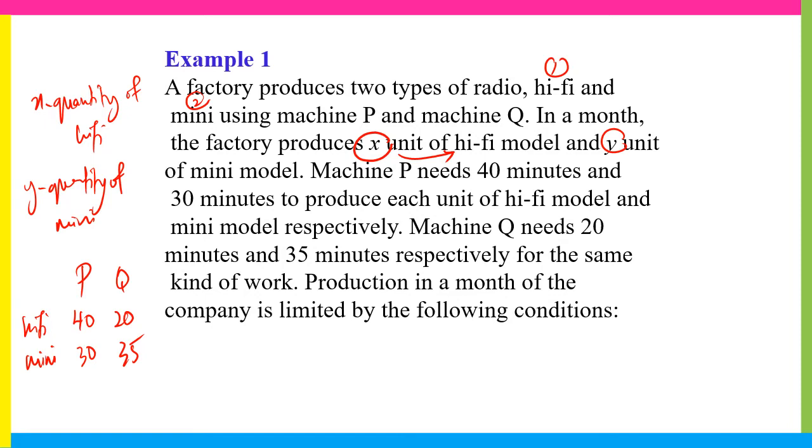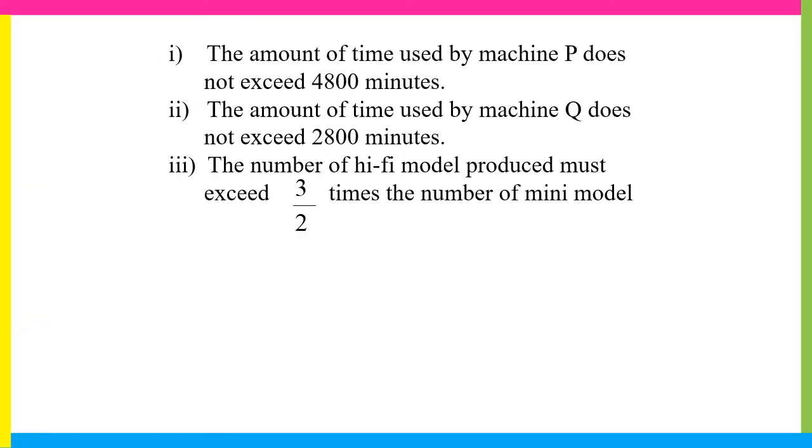Production in the month of the company is limited by the following conditions. So they give you the conditions again. The amount of time used by machine P does not exceed 4,500 minutes. So machine P must not exceed that. The amount of time used by machine Q does not exceed 2,800 minutes. The number of hi-fi models produced must not exceed 3/2 times the mini. Wow. So how many conditions do we have here?